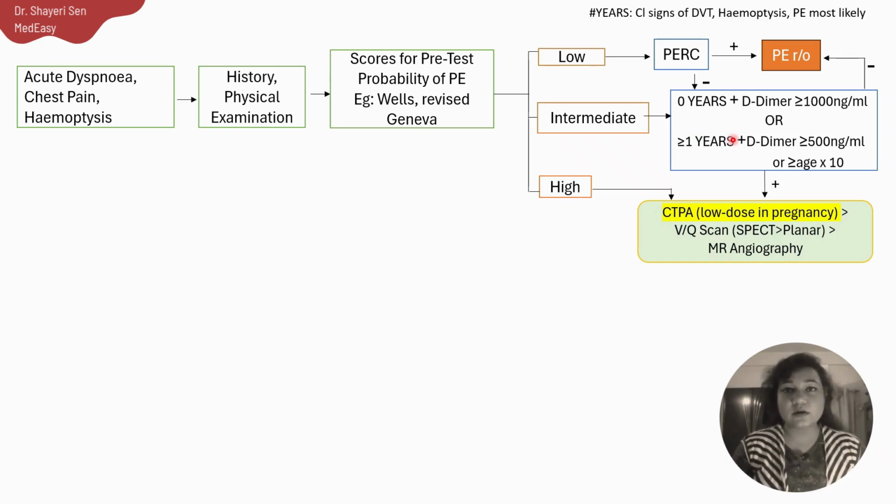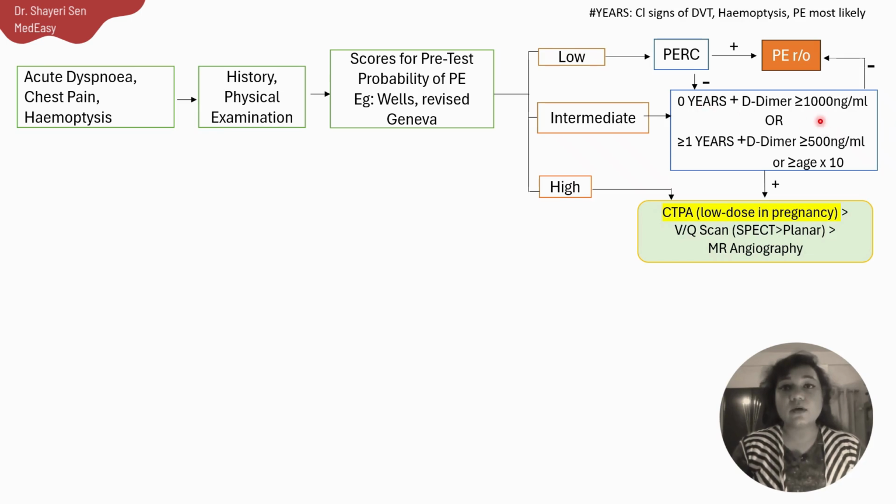Now, what is this algorithm? If my patient has 0 YEARS items, now what are the YEARS items? One of these: clinical signs of DVT, or hemoptysis, or if pulmonary embolism is the most likely diagnosis. If my patient has none of these, then we do a D-dimer, and here the cutoff is more than or equal to 1000 nanograms per ml.